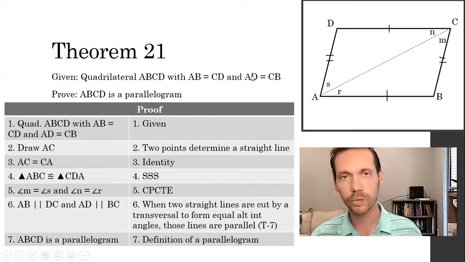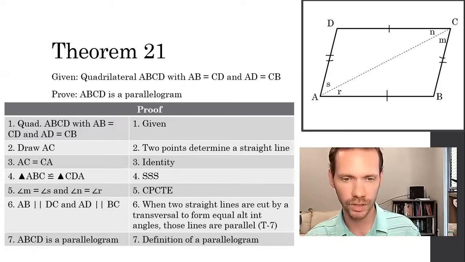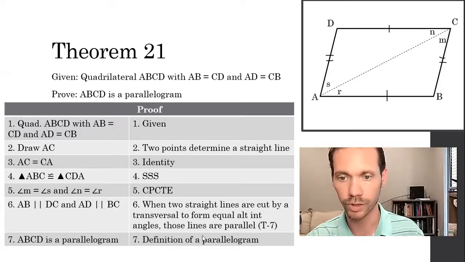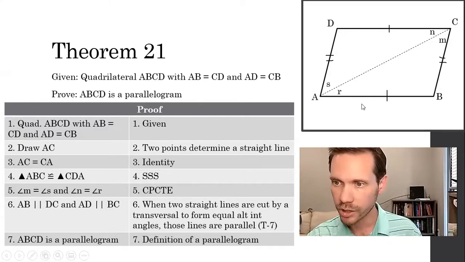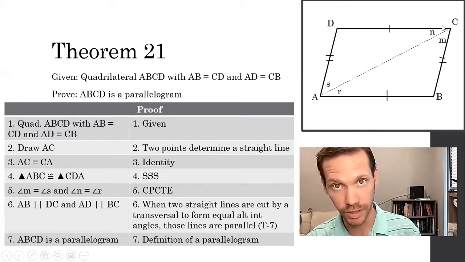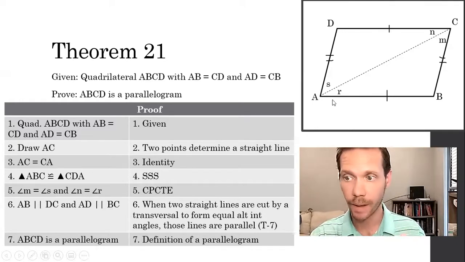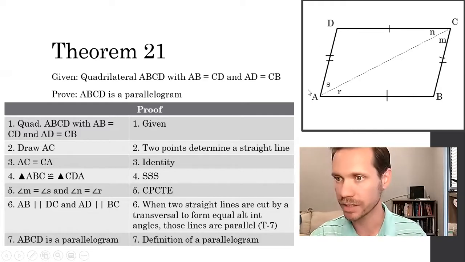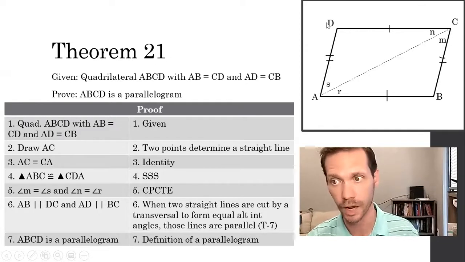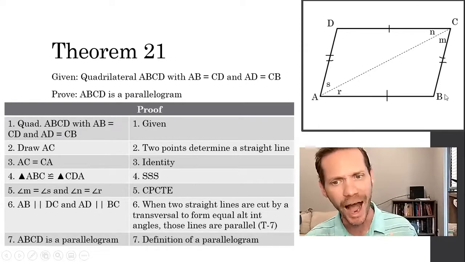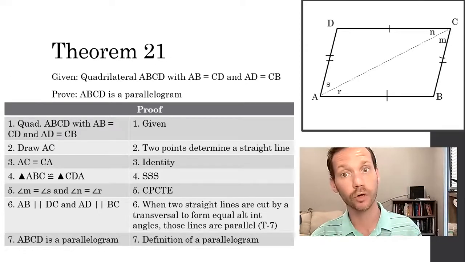And since they're equal, now we've come to number 6, where we're going to prove our theorem, because we can now show that AB is parallel to DC, and that AD is parallel to BC. The bottom is parallel to the top and the left is parallel to the right. How do we show that? We're going to go to Theorem 7.